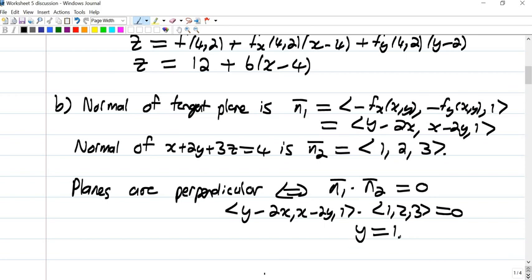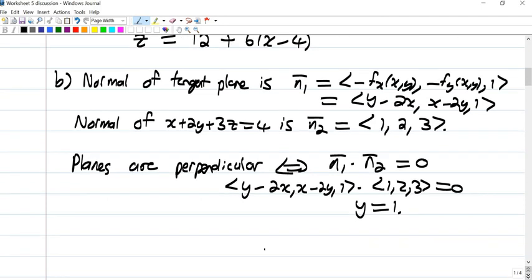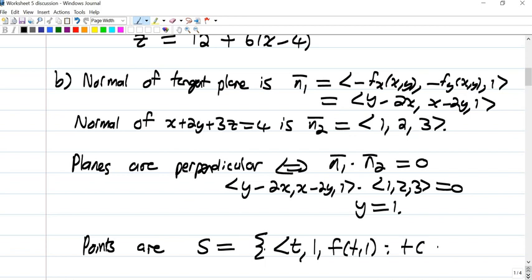Now, what does this mean? Well, this means that we want all of the points on the surface where the y value is equal to 1. Now, we can say the points are, and it's on the surface, so the set of points where the first value can be anything, let's call it p, the second value is 1, and the last value would be f(p, 1), where p is a real number. So this creates all of the points on the surface.